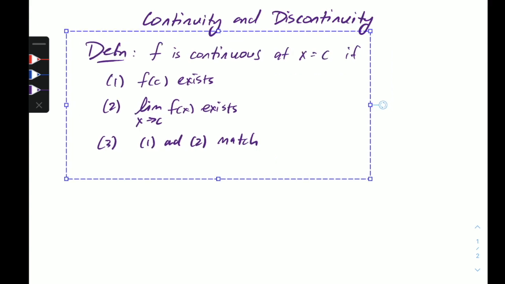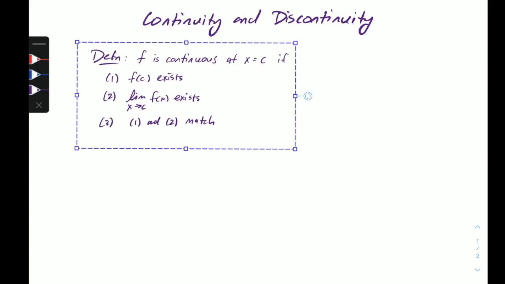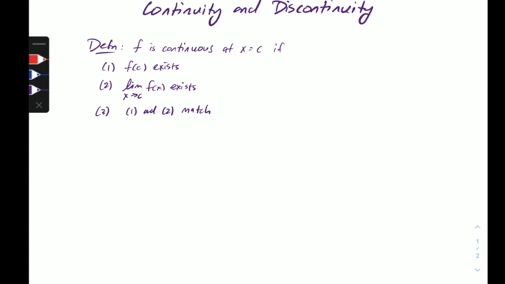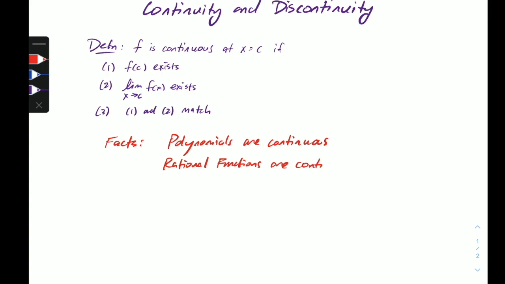Okay, so let's set that aside, and we'll just make a few comments. First, polynomials are continuous. The limit at a value always exists, and it matches the function output at that value. Furthermore, rational functions are also continuous as long as their denominator is not 0.